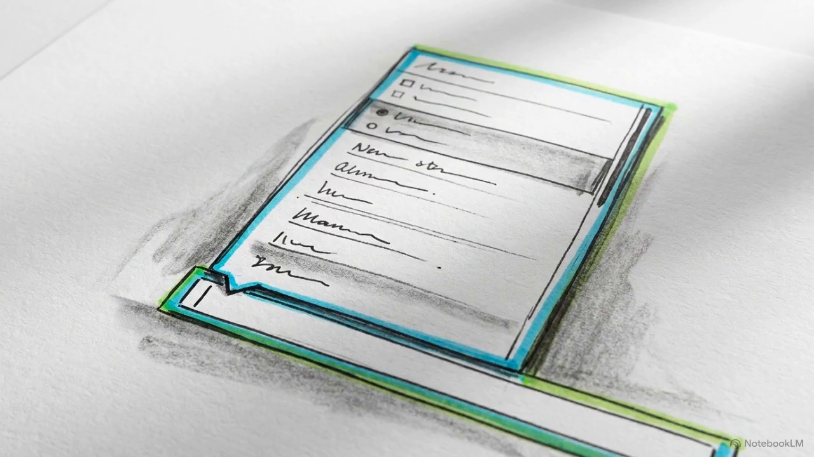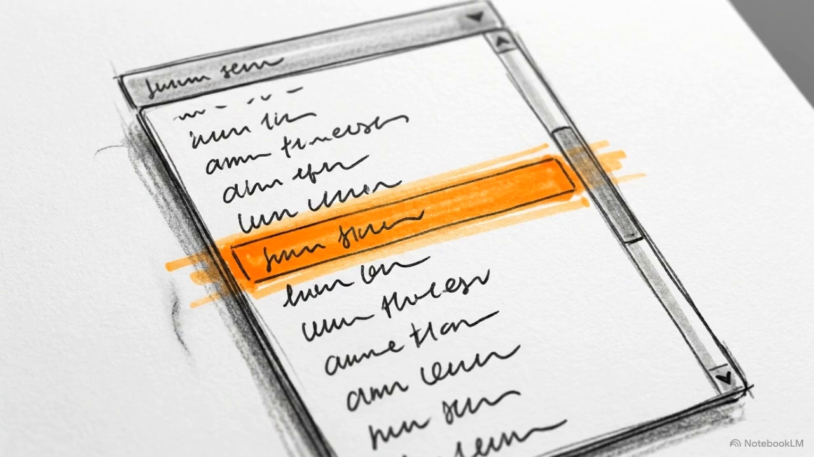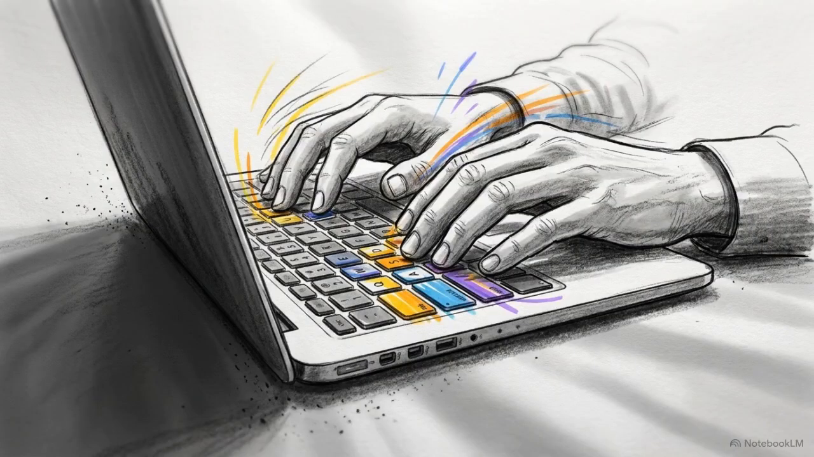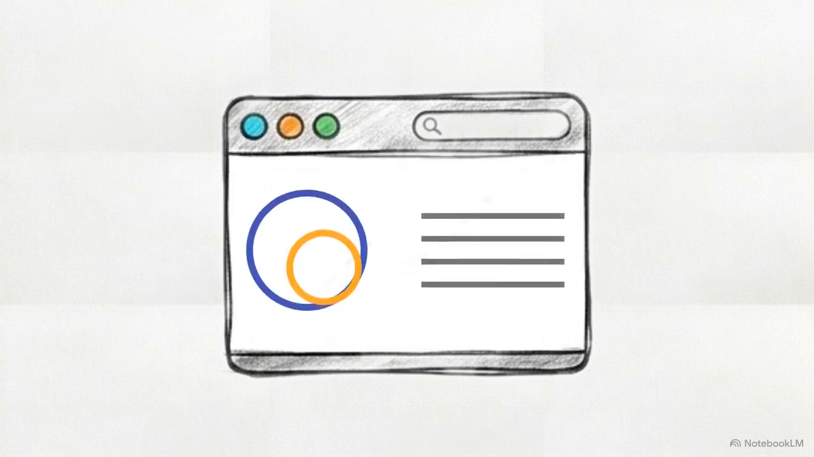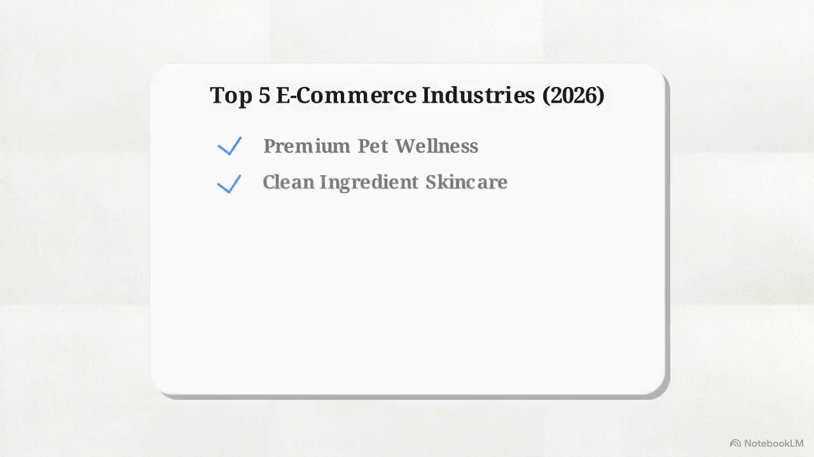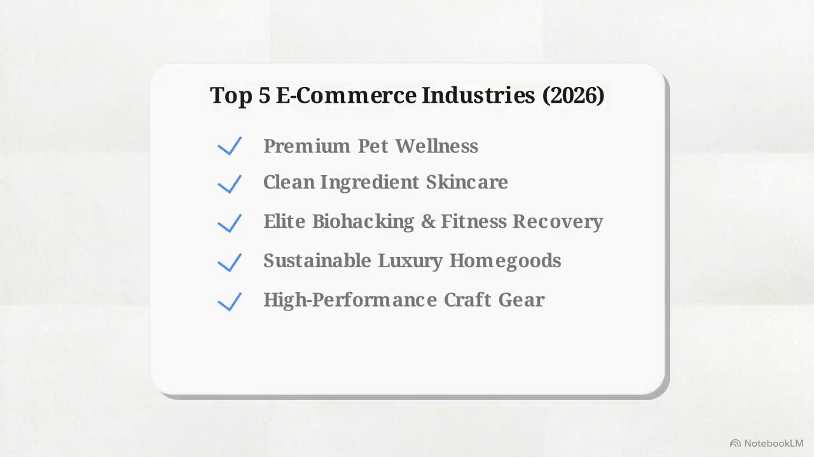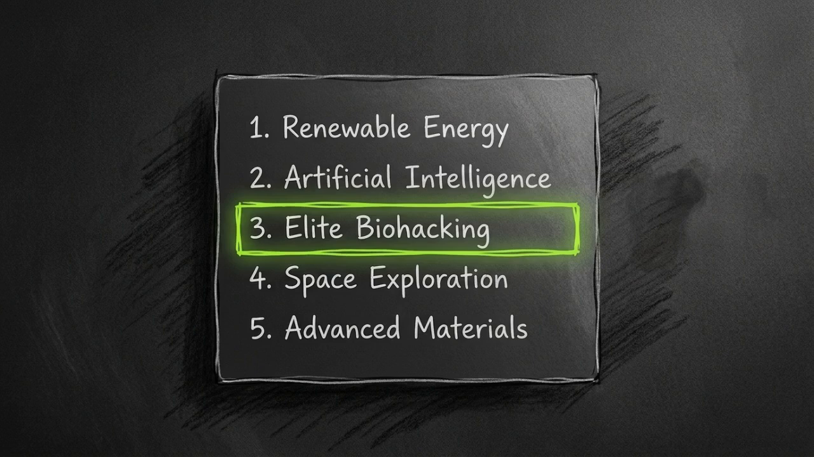Before we build, look at the bottom of the chat input. Use the drop-down menu to select a frontier AI model. You have free access to options like Gemini Flash or Claude Sonnet. Instead of guessing what to build, let's type our first prompt. We will instruct the AI to browse the web and report the top 5 e-commerce industries projected for 2026. The model pulls current market data and returns a list. For this project, we will select option C, Elite Biohacking.